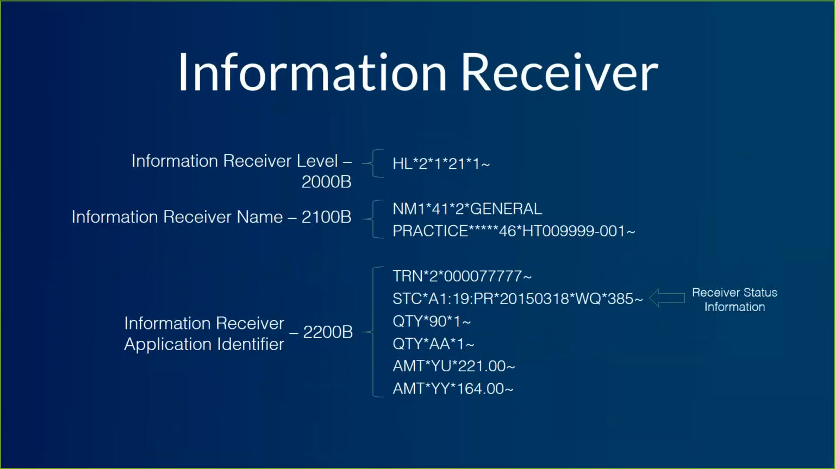After that, we get two quantity segments here. Now, when it says accepted quantity and rejected quantity, this is actually talking about number of claims, not dollars. The next two segments about amounts, those are about dollars. This is the accepted and rejected dollar amounts for the 277.